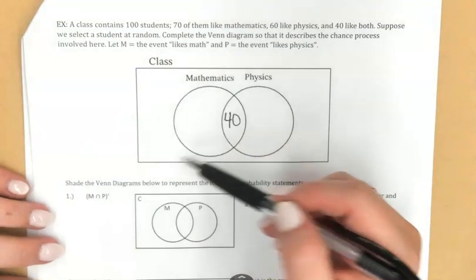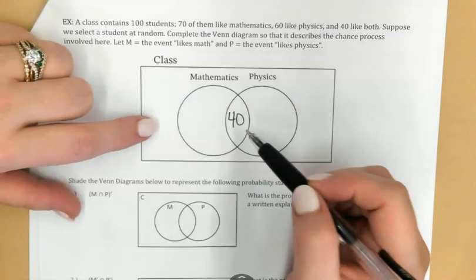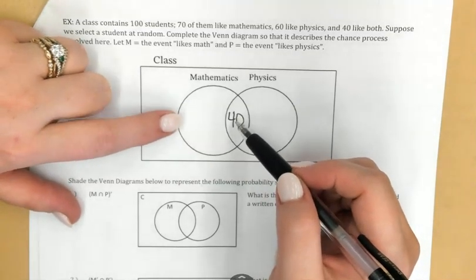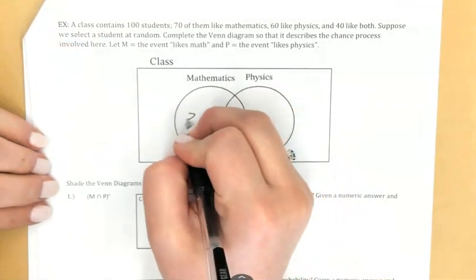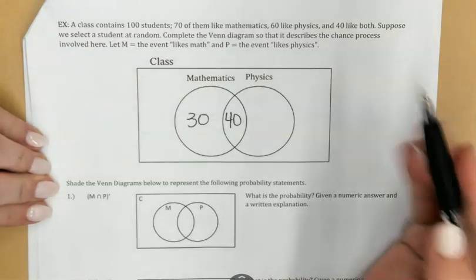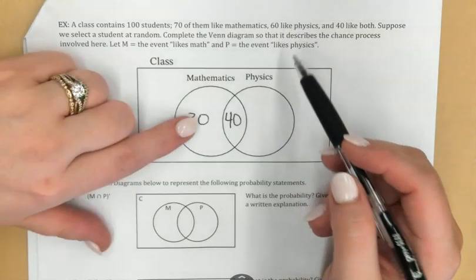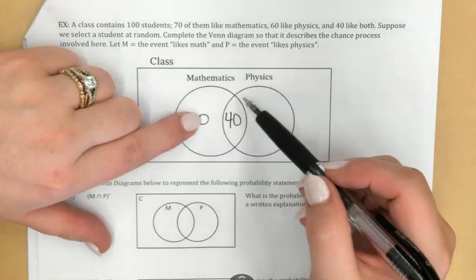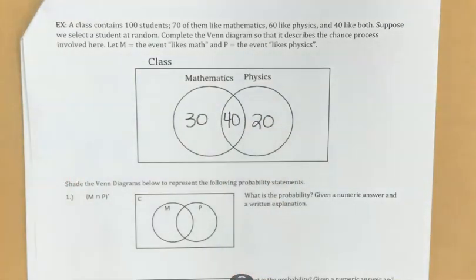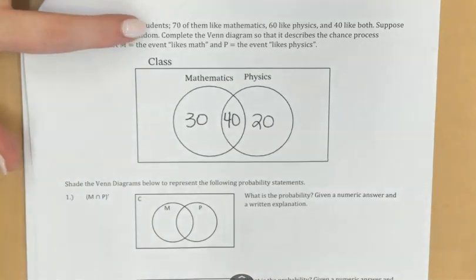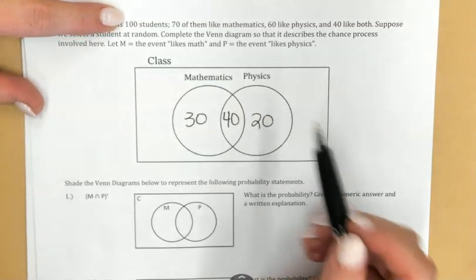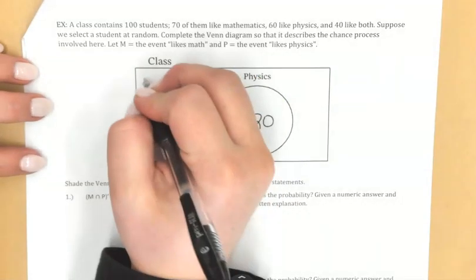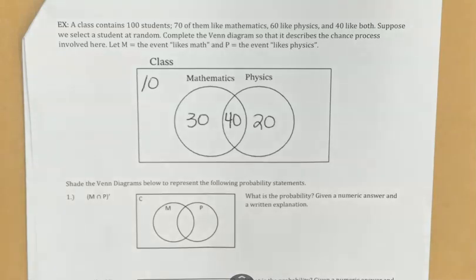Now, to fill in math, I know I have 70 people that like math, but 40 of those 70 like both. So these two numbers together need to give me 70. Well, 70 minus 40 leaves me with 30 people who only like math. Similarly, for physics, I've got 60, 40 of those like both. 60 minus 40 leaves me with 20 who just like physics. And now remember, I had 100 students, and the people represented here so far are 30 plus 40 plus 20. That's only 90. So that means I have 10 people out here who are not part of those inner circles.